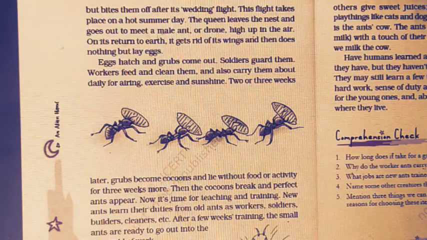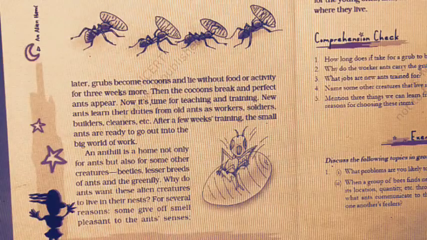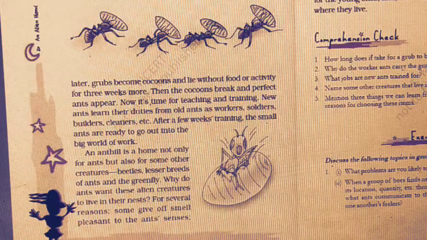Now it is time for teaching and training. Now it is time for the little ants to go to school. So what do they learn? They learn their duties like workers, soldiers, builders, cleaners. After a few weeks of training, the small ants are ready to go out into the big world for work.